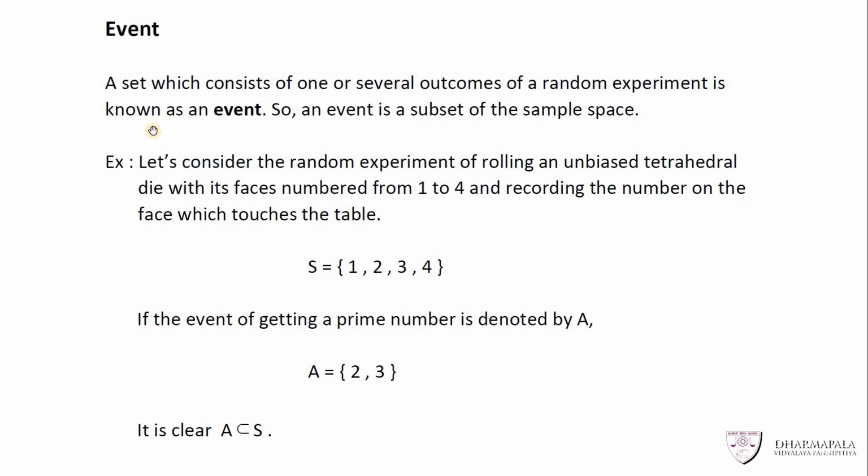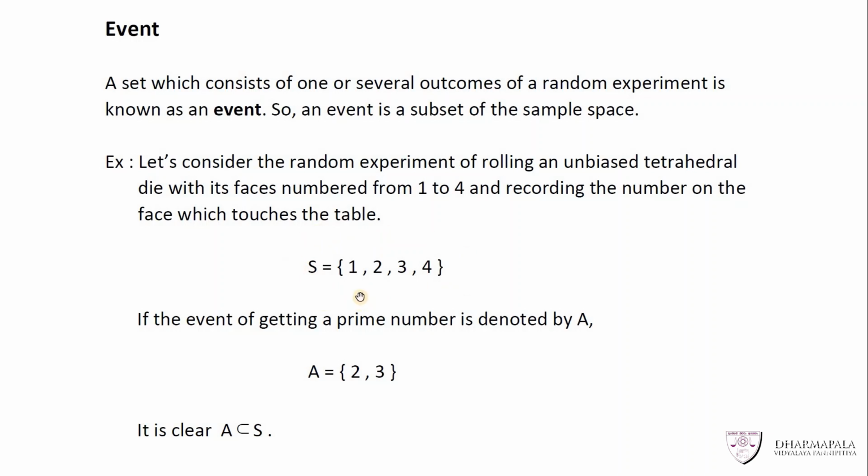Now we will discuss an event. A set which consists of one or several outcomes of a random experiment is known as an event. So an event is a subset of the sample space, because the sample space is the set which consists of all the outcomes, and the event is a subset of that. We will discuss this using this example. Let's consider the random experiment of rolling an unbiased tetrahedral die with its faces numbered from 1 to 4 and recording the number on the face which touches the table.